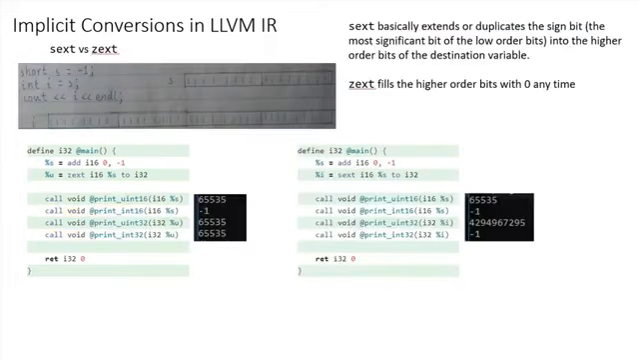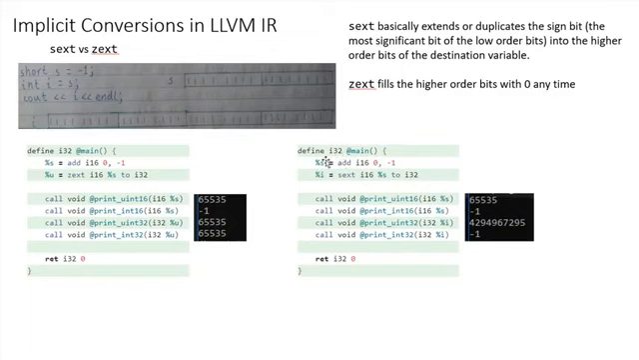Now, the next kind of implicit conversions are sign extension and zero extension: sext versus zext. Here we have a -1 and we are assigning it to an int s. So in the C programming language, we are performing sign extension. sext basically extends or duplicates the sign bit, the most significant bit of the low order bits, into the higher order bits of the destination variable, as you see here. This is this example on the right.